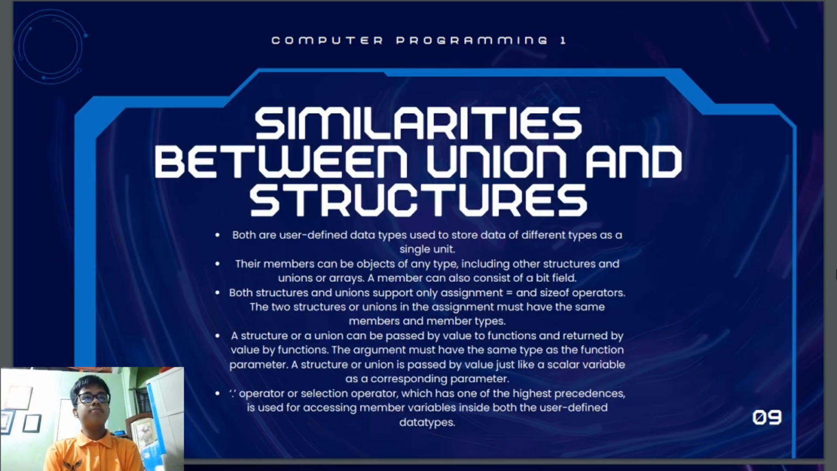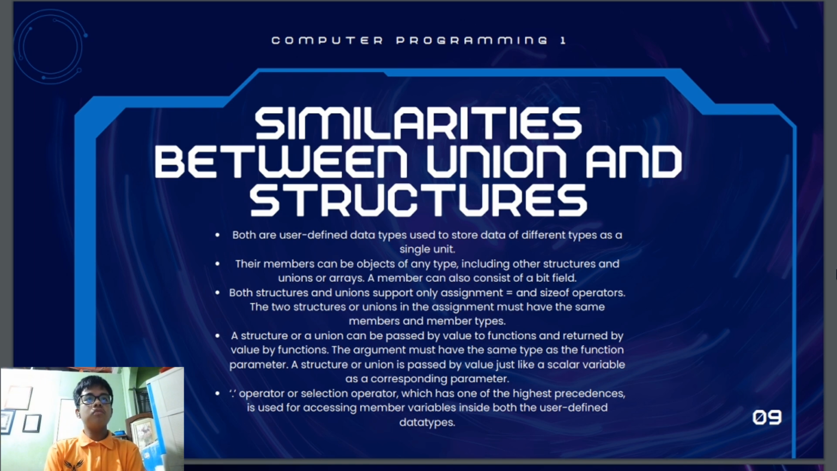For the similarities between union and structures, both are user-defined data types used to store data of different types as a single unit. Their members can be objects of any type, including other structures and unions or arrays. A member can also consist of a bit field. Both structures and unions support only assignment equals and sizeof operators. The two structures or unions in the assignment must have the same members and member types.